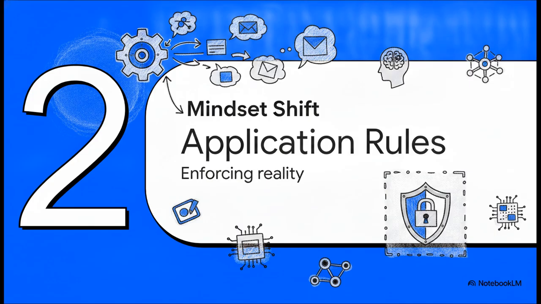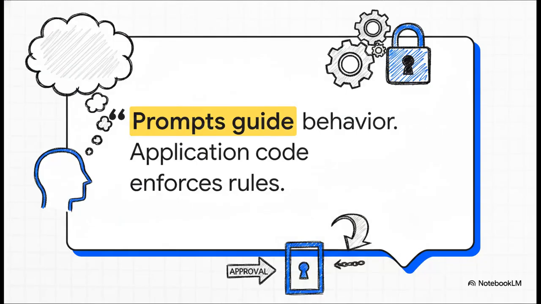This is all about enforcing reality. So the crucial point is this absolute mindset shift. Prompts guide behavior. Application code enforces rules. You absolutely cannot rely solely on the AI model's obedience for your system's safety. There's just no way. AI models can misunderstand things, they can randomly ignore instructions, or worse, they can be manipulated.